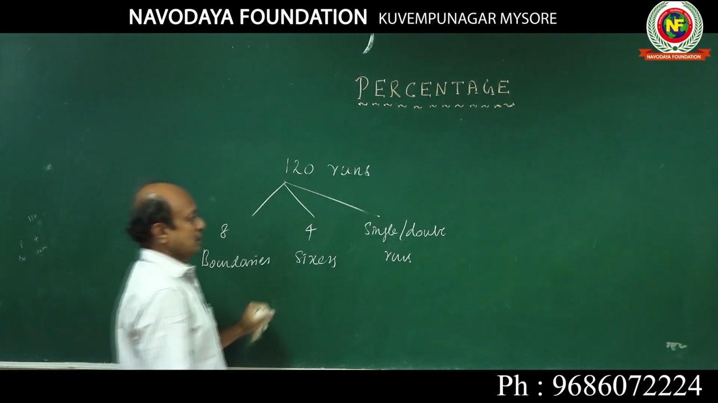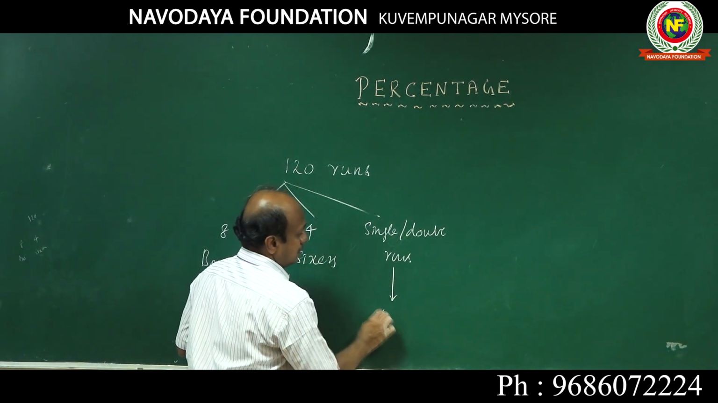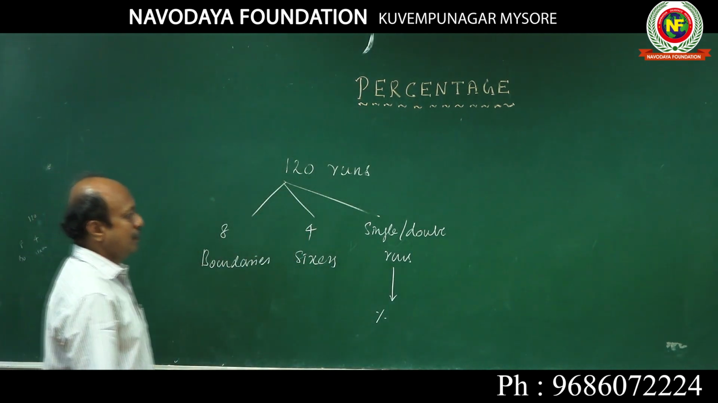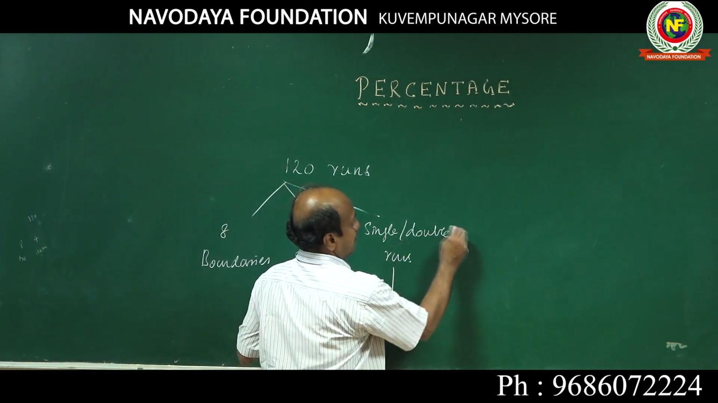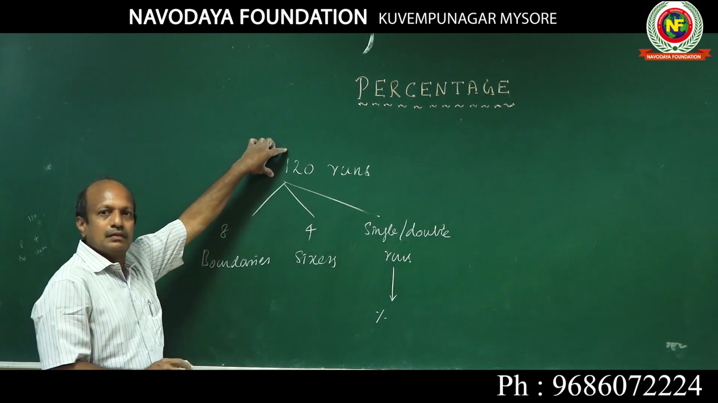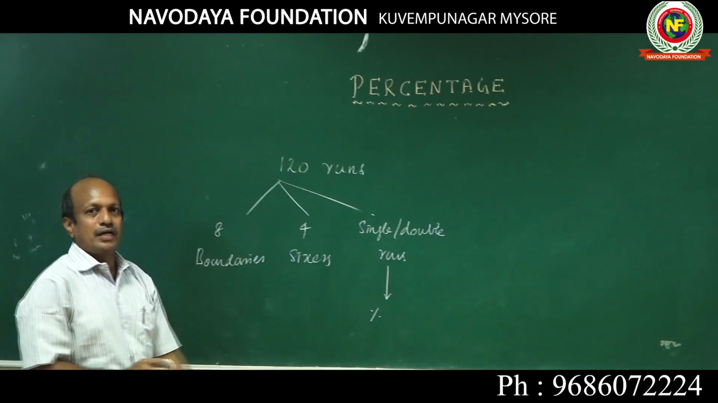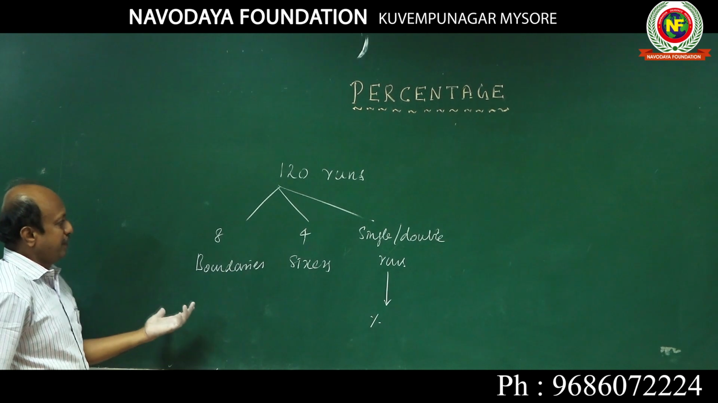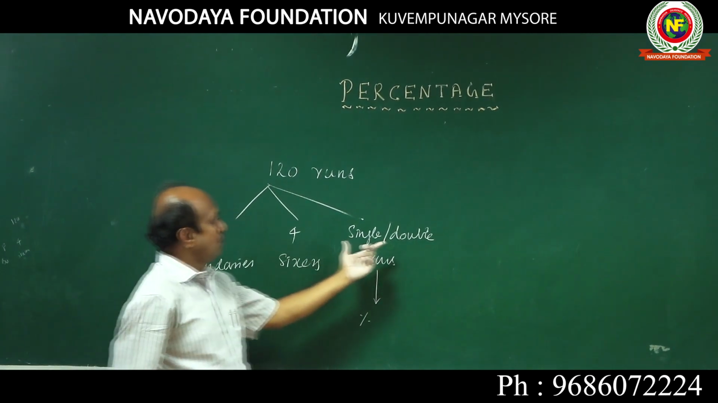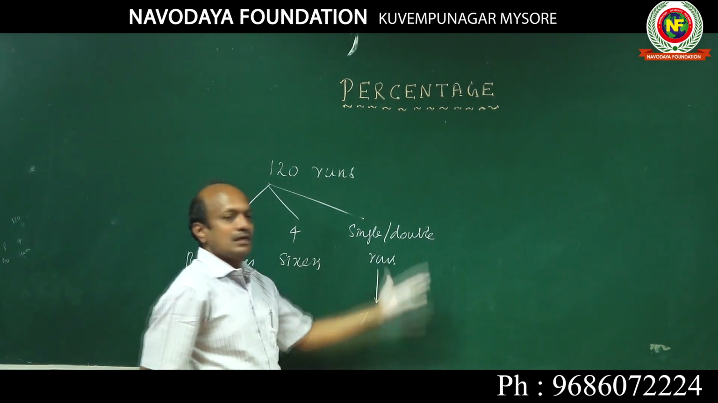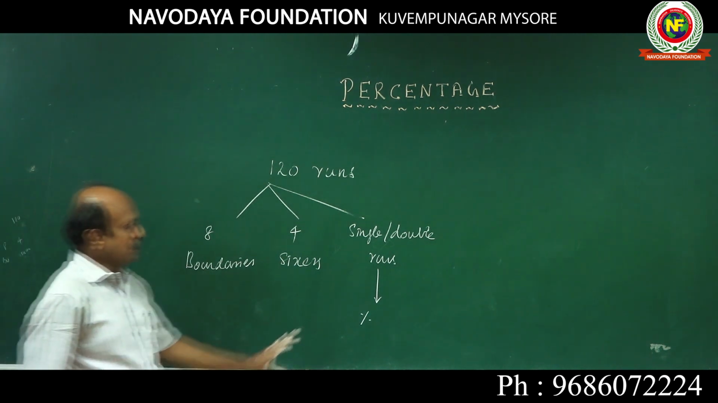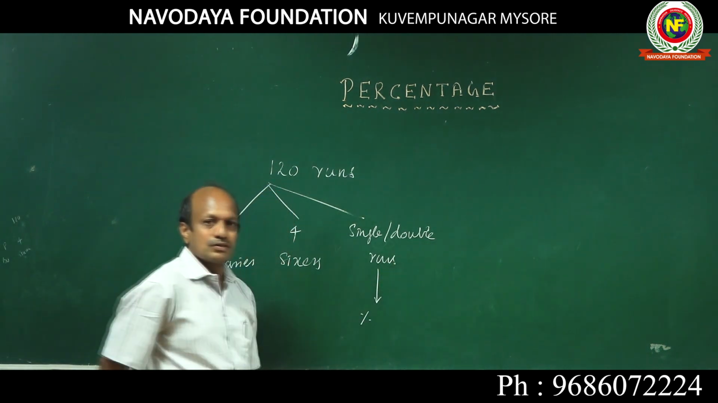Right, now the question is, what percentage of score has he got using single or double runs? In a cricket match, a player has got totally 120 runs. Out of 120 runs, there are 8 boundaries and 4 sixes, and the rest are single or double runs. Now the question is, what percentage of single or double runs has he scored?